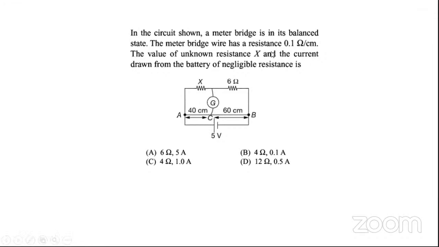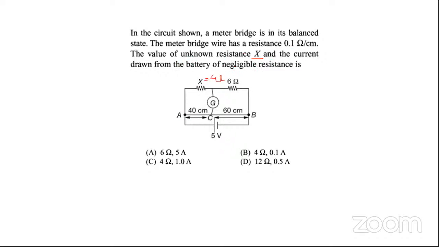Yes, Kritika, right answer. Yes, Nishya, right answer. Alright, let's see the solution. The value of unknown resistance X is very simple to find as it will be in the ratio. So this will be equal to 4 ohms.